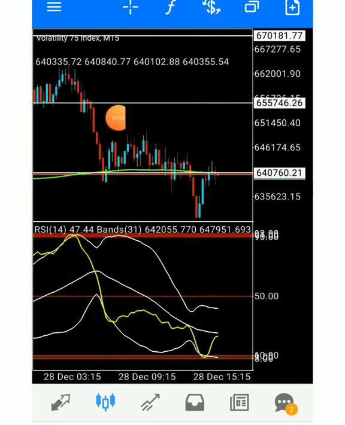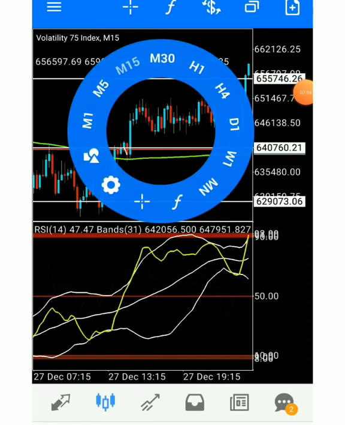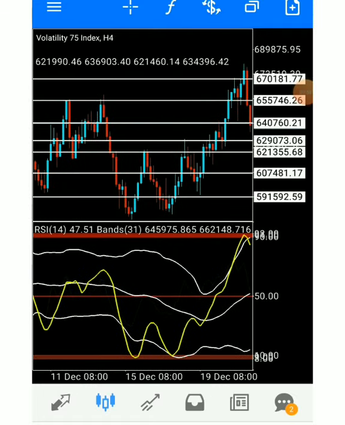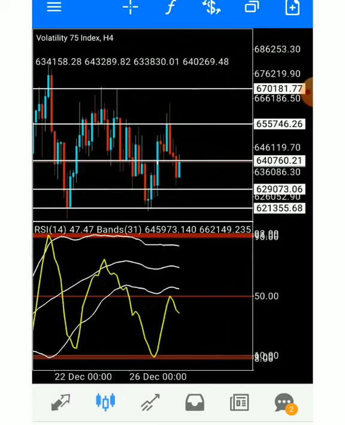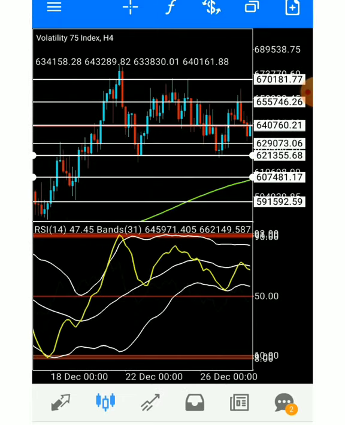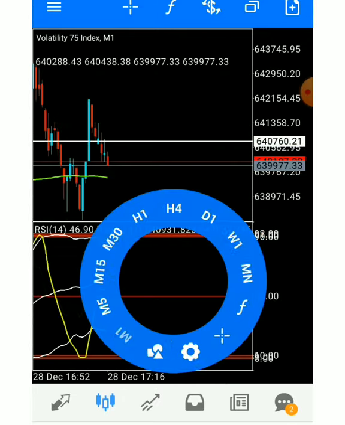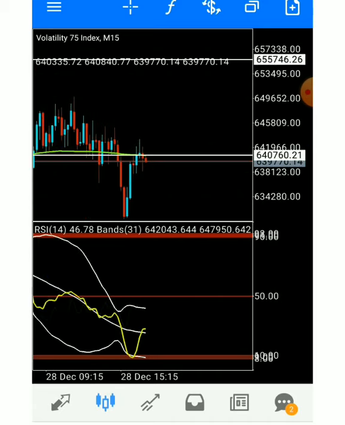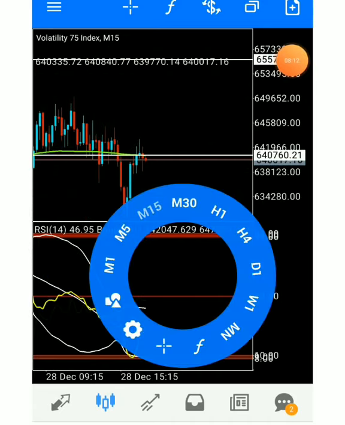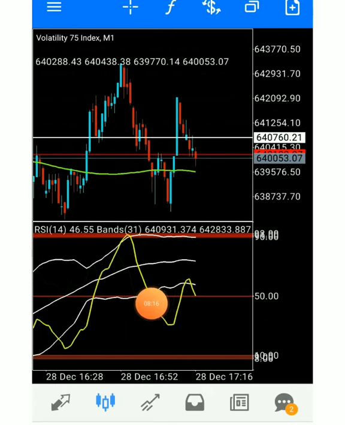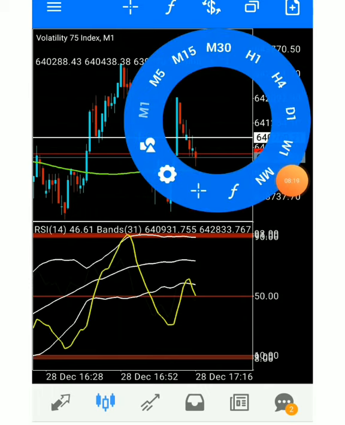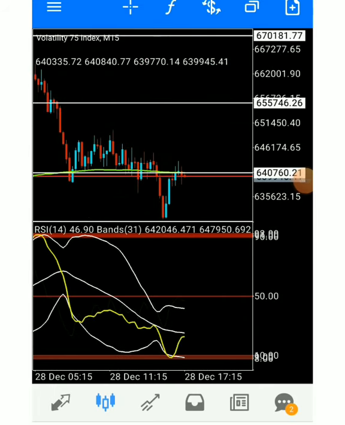Since it's actually on a downtrend, let's see what trend this is. Okay, this is actually an uptrending market. So this strategy works in the 15-minute time frame. It's best in the 15-minute time frame. You can actually use the 1-minute time frame, but I use it best in the 15-minute time frame.